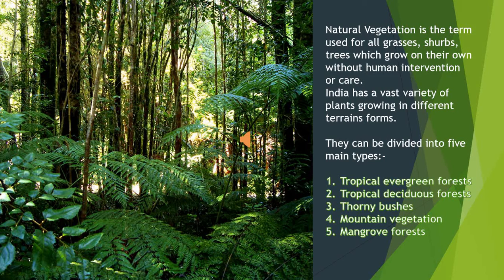Natural vegetation is the term used for all grasses, shrubs, trees which grow on their own without human intervention or care. India has a vast variety of plants growing in different terrain forms. They can be divided into five main types. First, tropical evergreen forest. Second, tropical deciduous forest. Third, thorny bushes. Fourth, mountain vegetation. Fifth, mangrove forest.